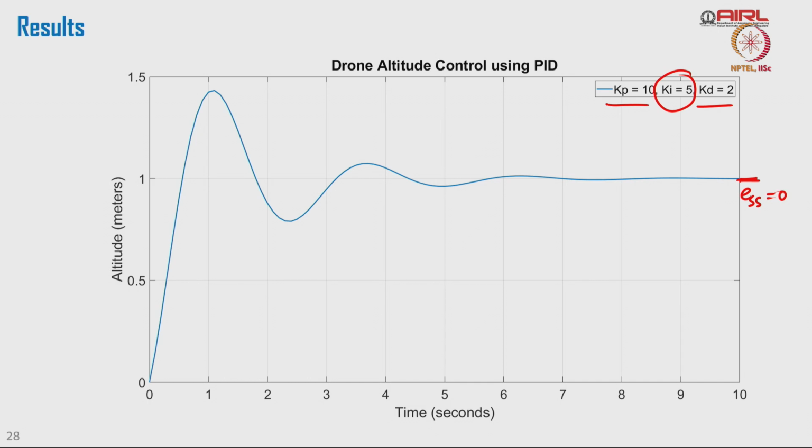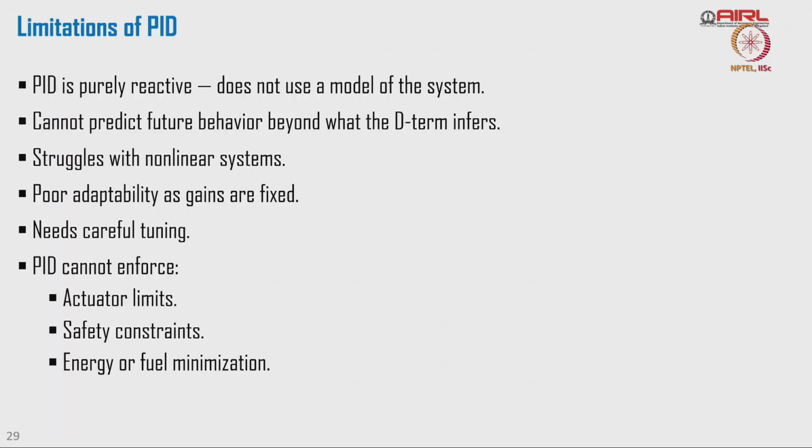So, this is how we can check different performances of the drone altitude controller using PID. We change the value of Kp or we change the value of Ki or Kd, the system performance will change. Now, what we actually desire for the system or for the particular application, we have to fix Kp, Ki and Kd value accordingly. Okay. So, what is the limitation of PID control?